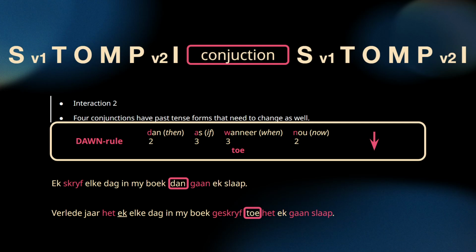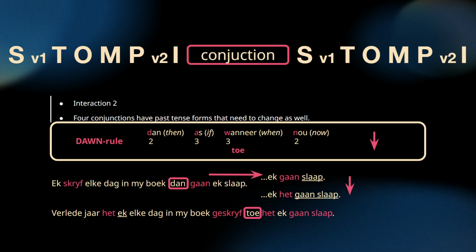Now that second sentence, it looks like a lot happened in that sentence. I had to change it into the past tense as well, remember? So let's take a look at what happened. Dan gaan ek slaap. If I remove the influence that group 2 conjunction had on that sentence, the sentence would be ek gaan slaap. All I did was move that verb 1 back into the position after the subject.